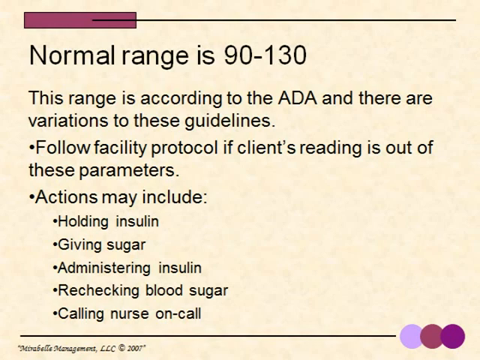Normal range for blood glucose is 90 to 130. This range is according to the American Diabetes Association, and there are many variations to these guidelines. You should follow your facility protocol if the client's reading is out of these parameters. Some actions may include holding the insulin, giving sugar, administering insulin, rechecking the blood sugar, or calling the nurse. If you have any doubts or questions about the reading, be sure to talk to your nurse.